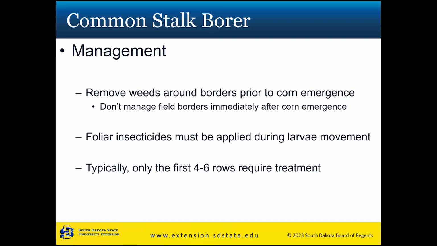If you spray out your weeds before the corn emerges or immediately after corn emergence, you're going to increase the chances of getting common stalk borer, because they use the weeds around the fields as alternative hosts. Once we kill that weed, they're going to abandon ship and look for the next host, which a lot of times is a field of corn. Foliar insecticides really should be applied during larval movement from those alternative hosts into the field. I know that's not always an easy thing to do, but using those degree days and scouting can really improve the chances of catching that.